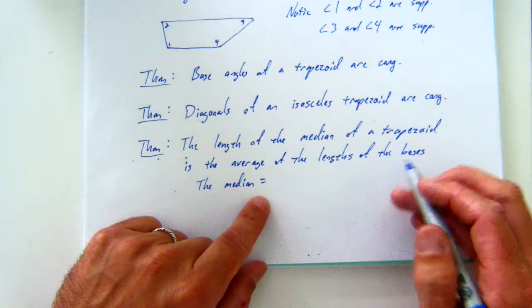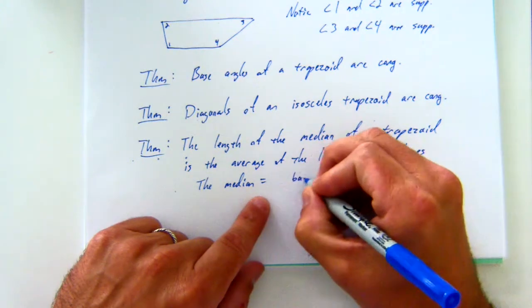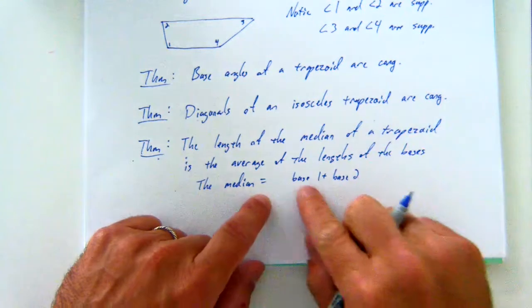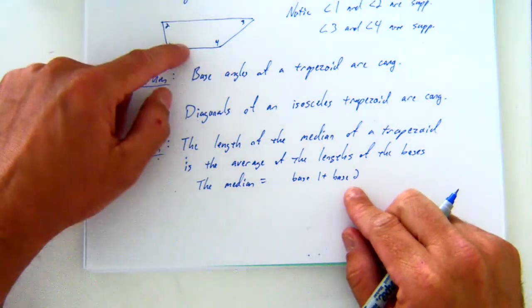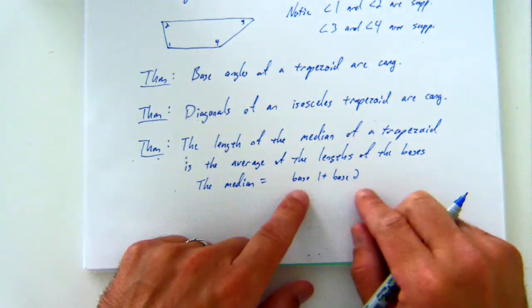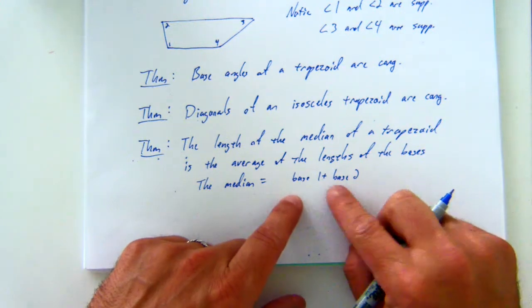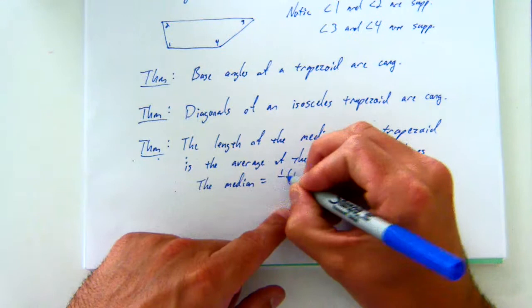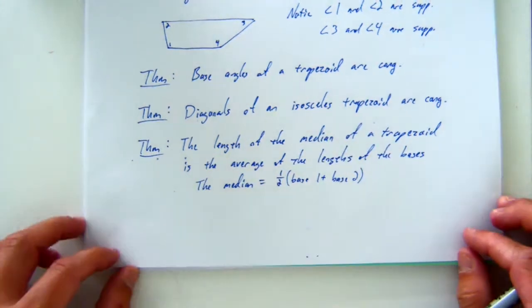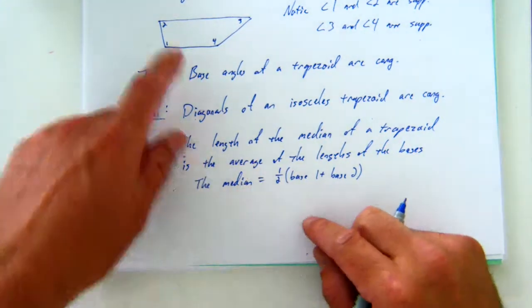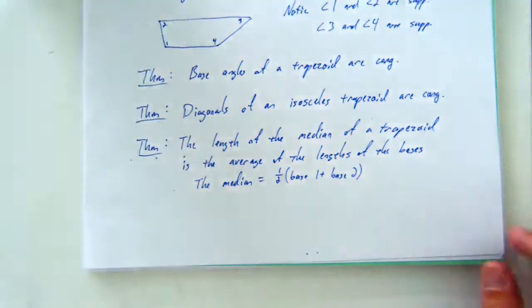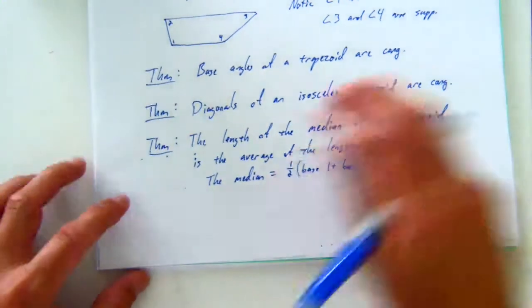So how do I calculate the average? I add up the bases, so base 1 plus base 2, so I'm going to add up both the bases, and then I'm taking the average of this, so how many things am I adding up? I'm adding up two things, so I'm dividing it by 2, or in other words, I'm multiplying it by a half. So it's equal to 1/2 times the first base plus the second base. Let's look at an example problem for that theorem.